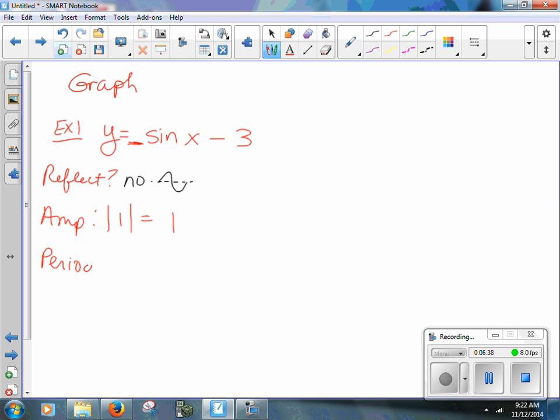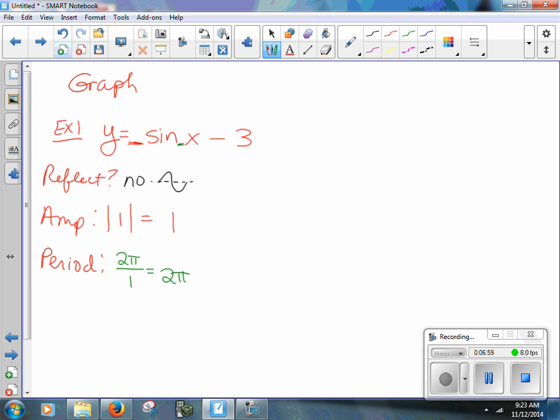The next piece is the period. Where do we get the period? In front of the x. It is 1, so it's 2 pi divided by 1, which is 2 pi. What does the period determine in the curve? The length, the horizontal length of the curve. How long, how wide is this thing going to go?